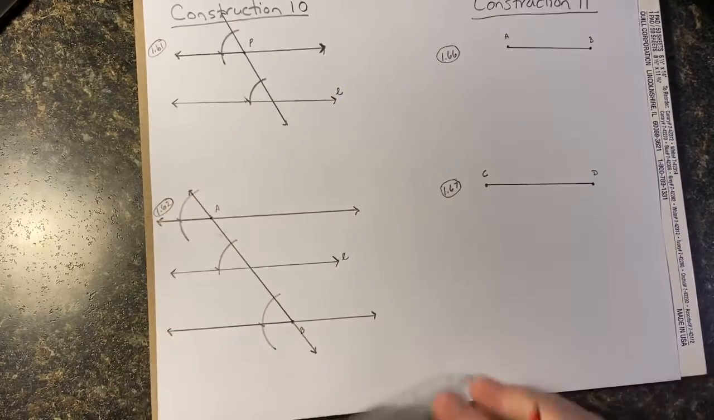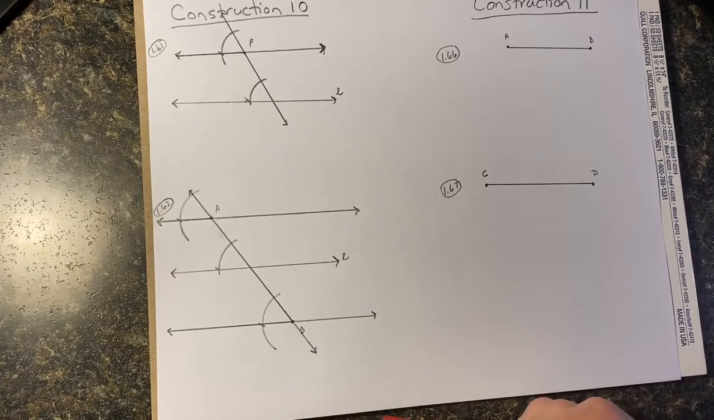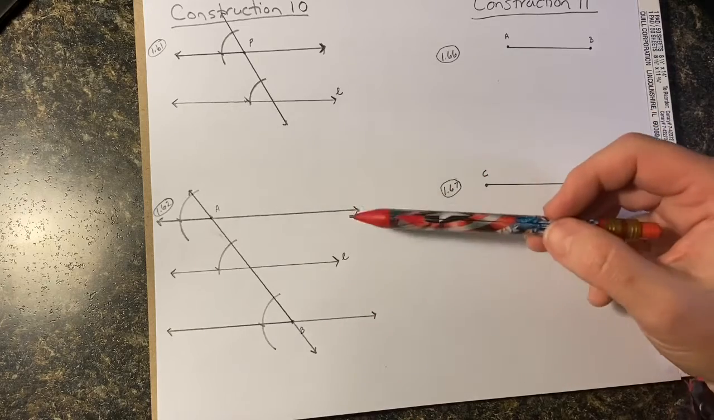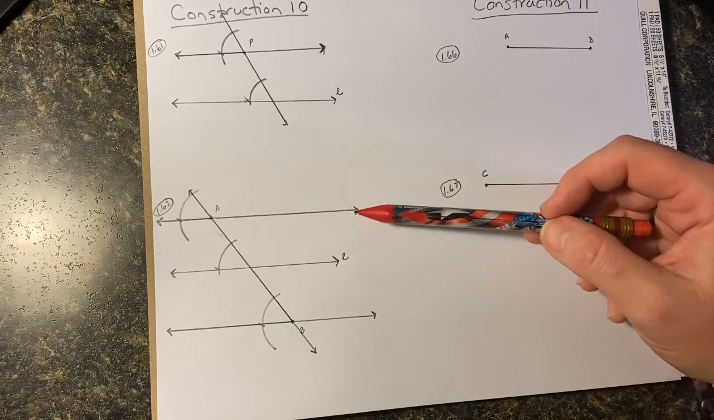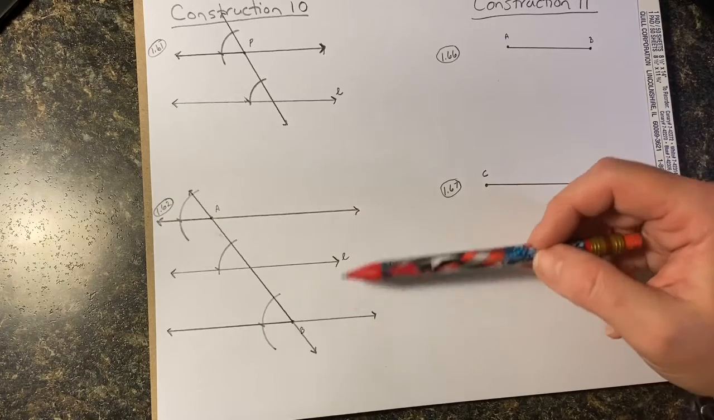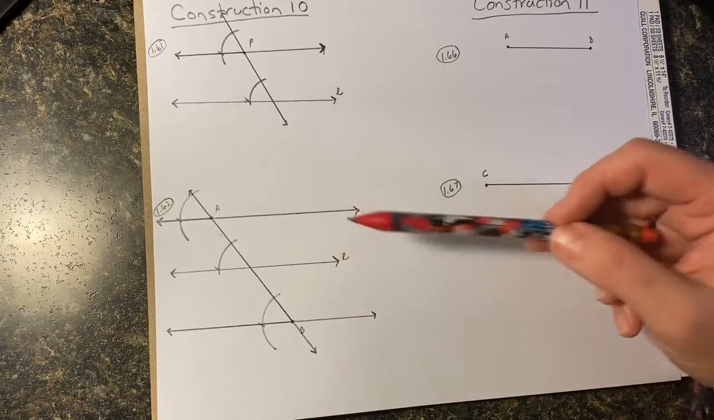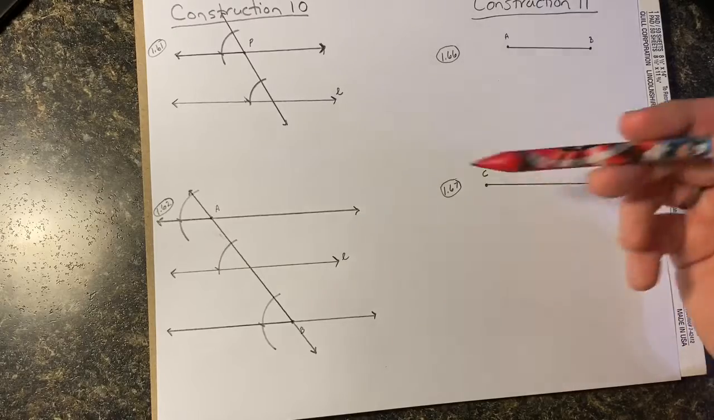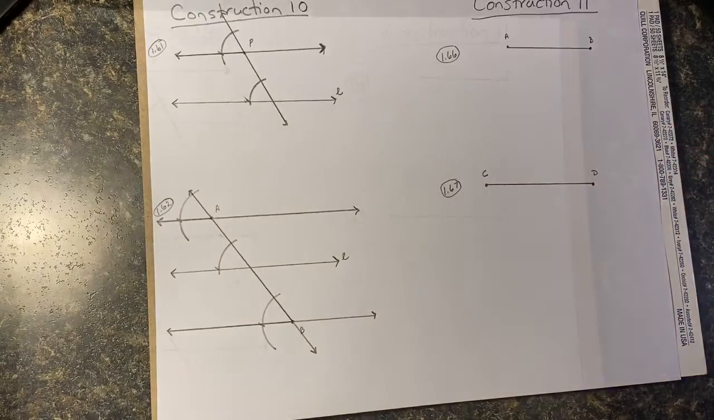Okay. And now we have 3 parallel lines, and we can say that A and B are parallel to each other because they are both parallel to line L. 2 lines parallel to the same line are parallel to each other, right? And that is the construction of parallels.